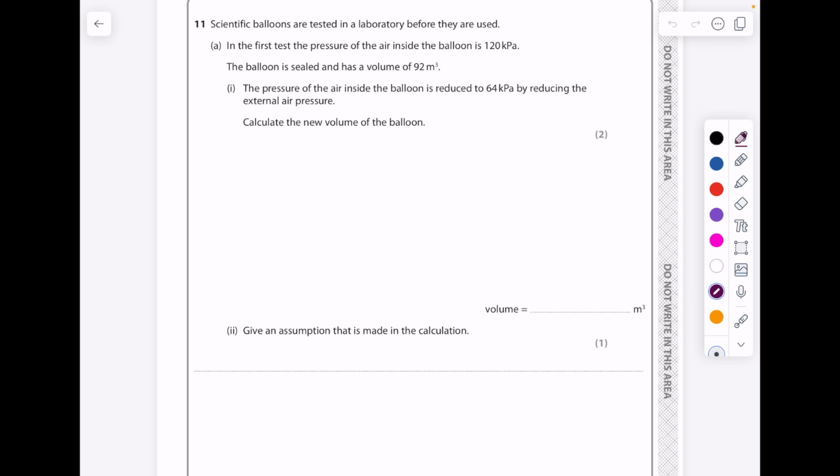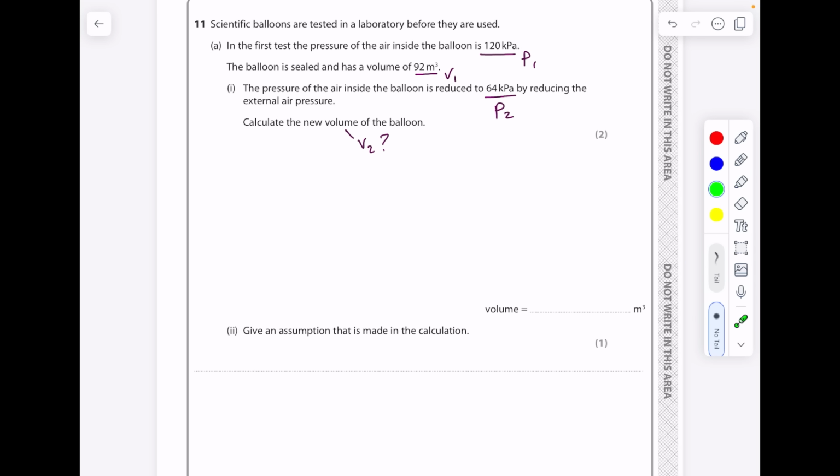Scientific balloons are tested in a laboratory before they are used. In the first test, the pressure of the air inside the balloon is 100 kPa. The balloon is sealed and has a volume of 92 meters cubed. The pressure of the air inside the balloon is reduced to 64 kPa by reducing the external air pressure. Calculate the new volume of the balloon.